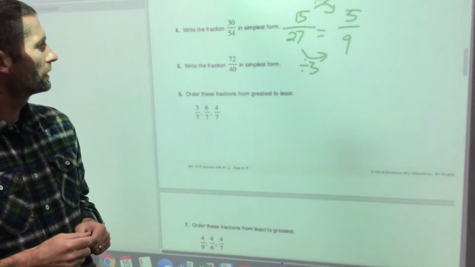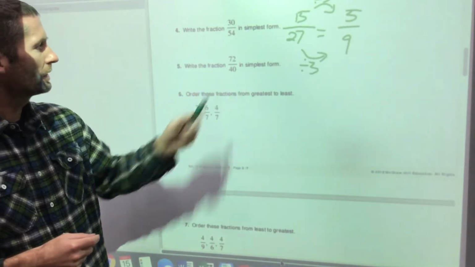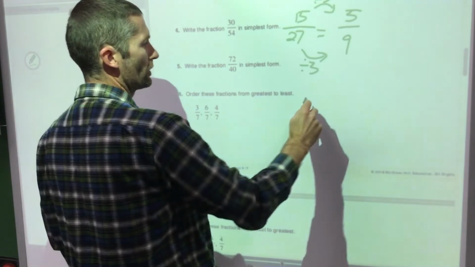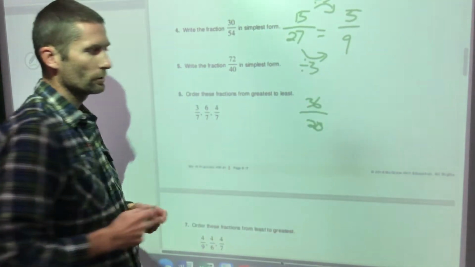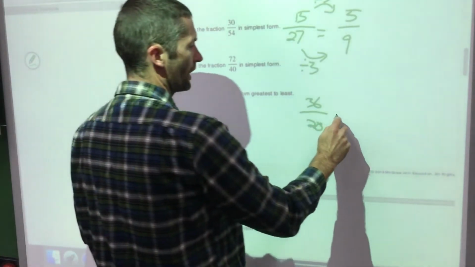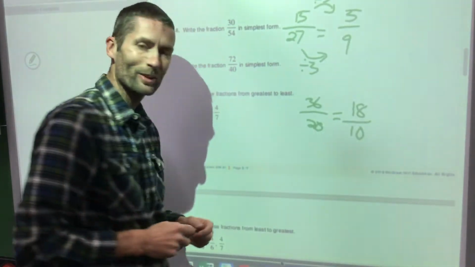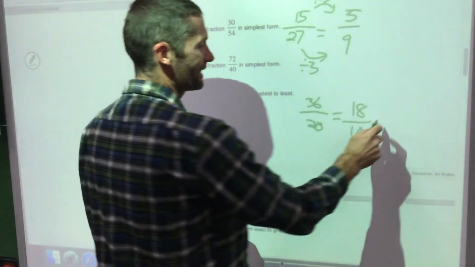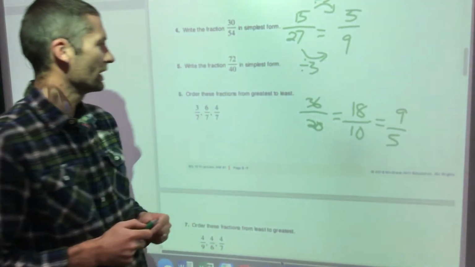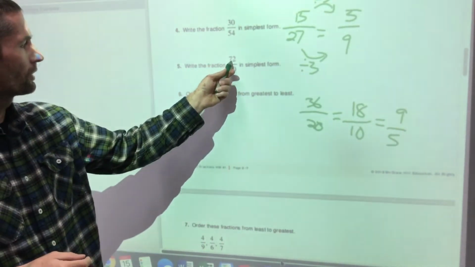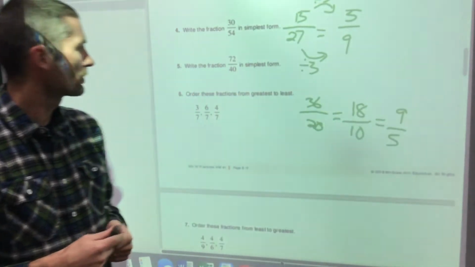Okay, right? 72/40ths in simplest form. Again, they're both even, so we can divide them both by 2. 72 divided by 2 is 36. 40 divided by 2 is 20. They're still both even. 36 divided by 2 is 18. 20 divided by 2 is 10. They're still both even. 18 divided by 2 is 9. 10 divided by 2 is 5. 9/5. I could have initially divided both of these by 8 and gotten the same answer a lot faster.